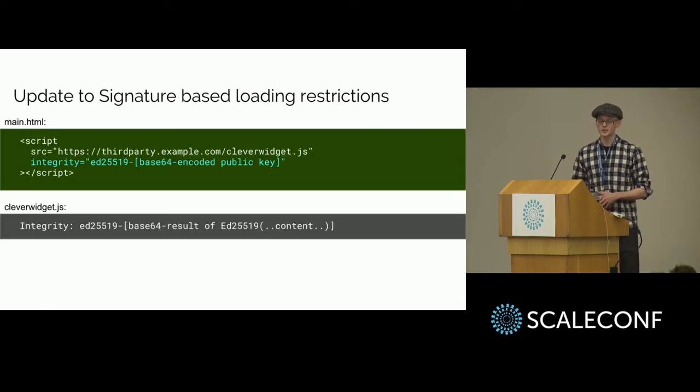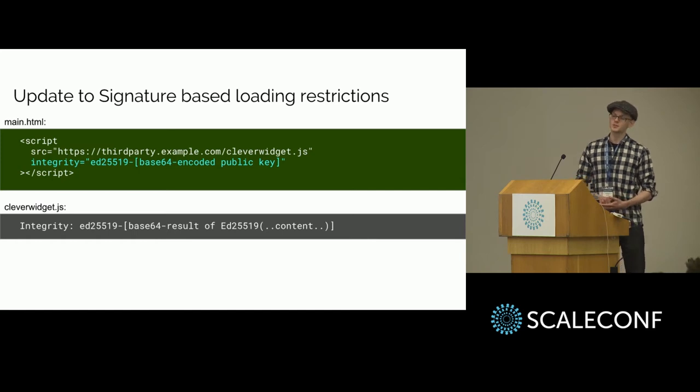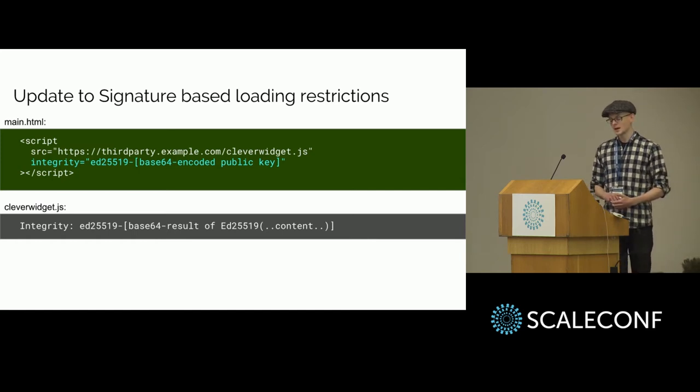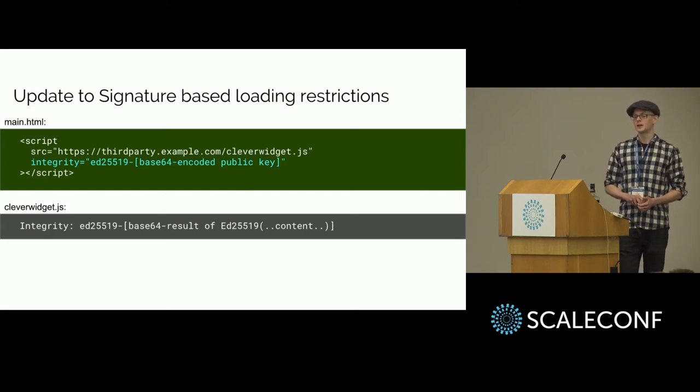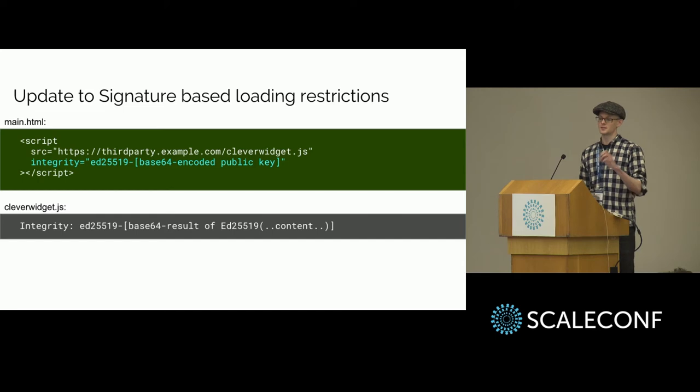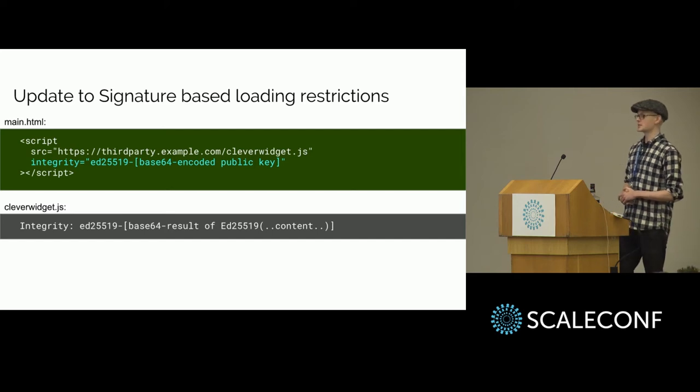So enter the new Integrity header. We still use the integrity property of the script tag. We set it to a public key rather than a hash of the content. And then an Integrity header will contain a Base64 encoded signature of the content created using this key pair. So the browser can now validate this signature against the public key in the script tag, and if it passes, evaluate the content. So now the owner of this key has the right to update this content, but no one else does.